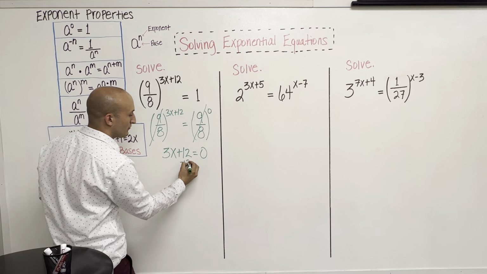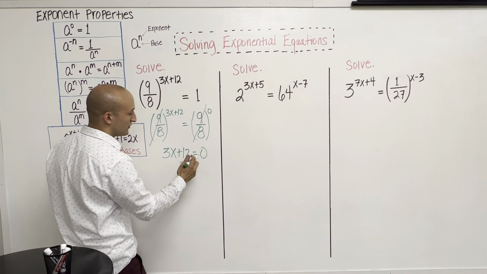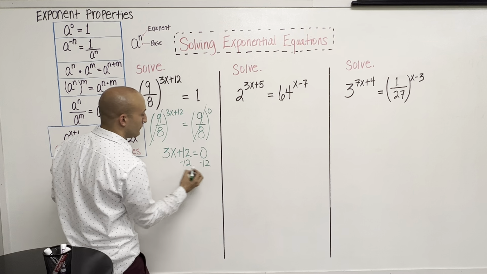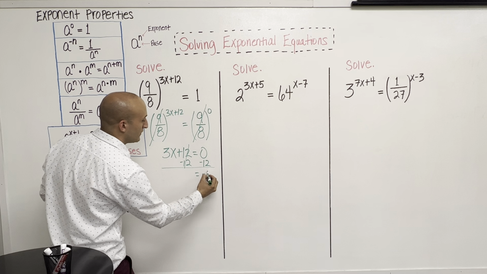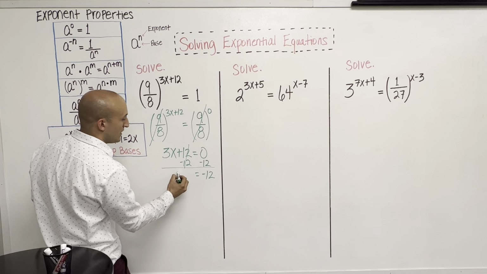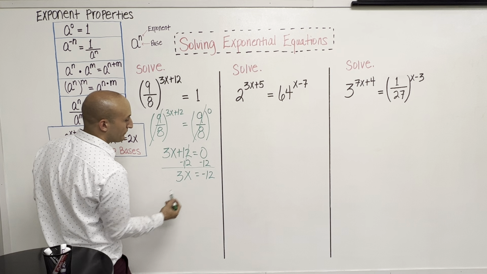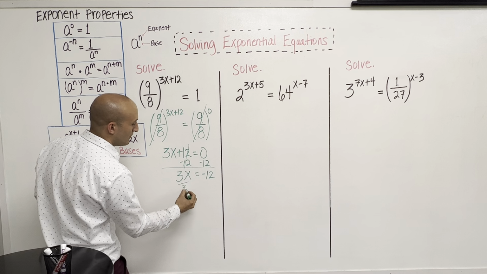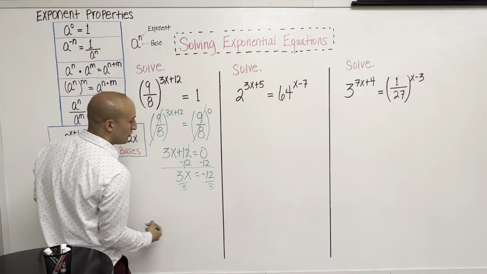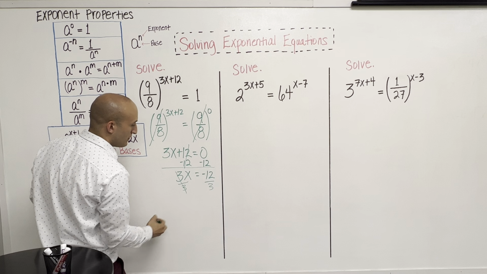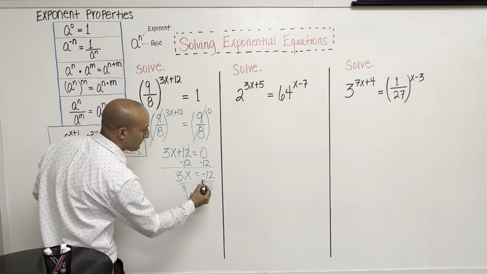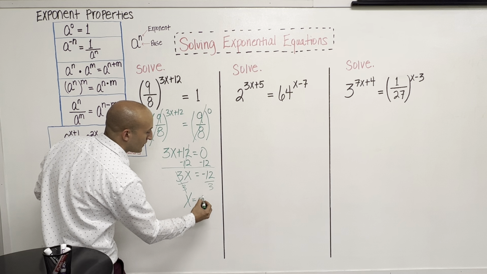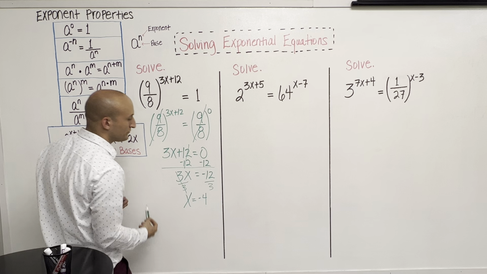Well, we're going to isolate the x, so I'm going to subtract 12 from both sides. And I'm left with a negative 12 on this side and a 3x. Then I'll divide by 3 both sides. I'm left with x equals negative 4.